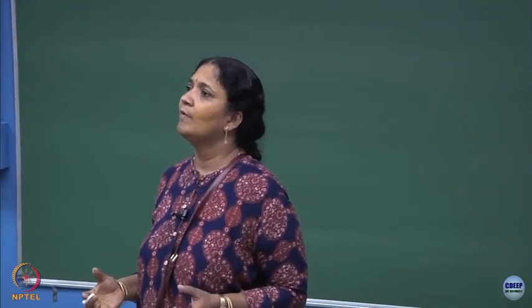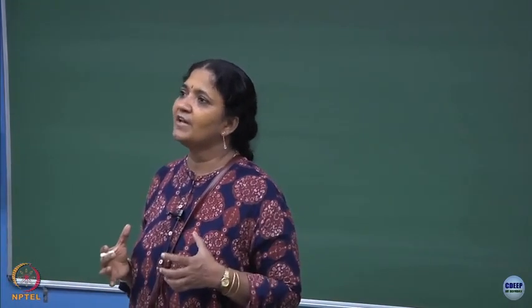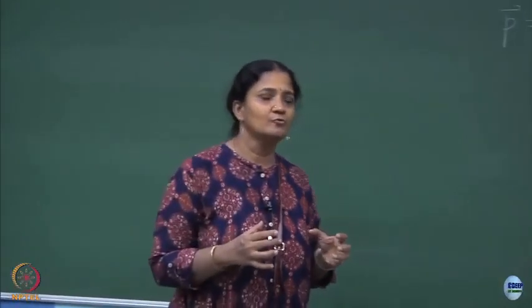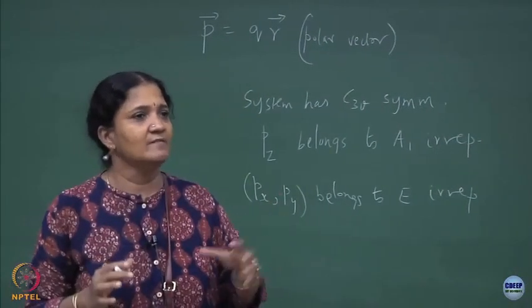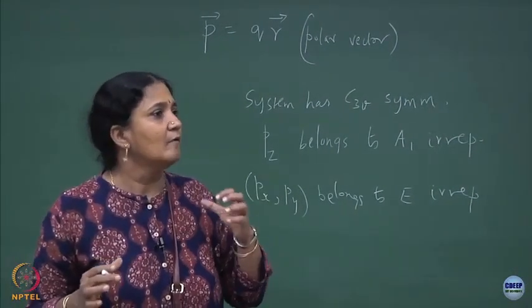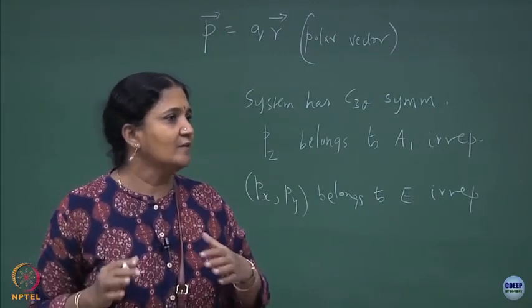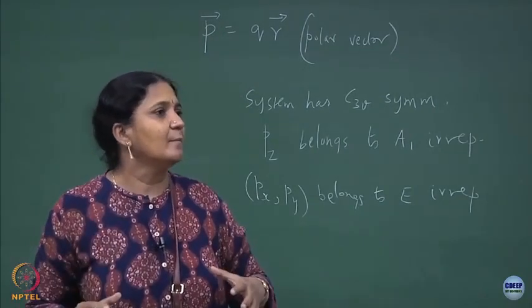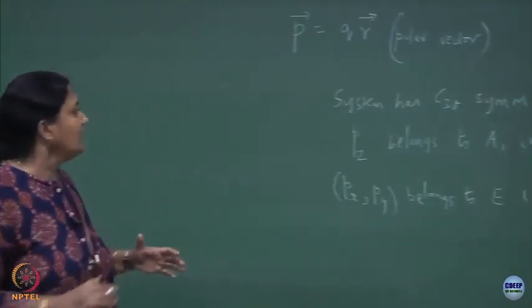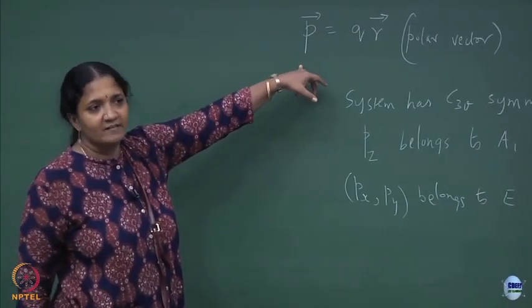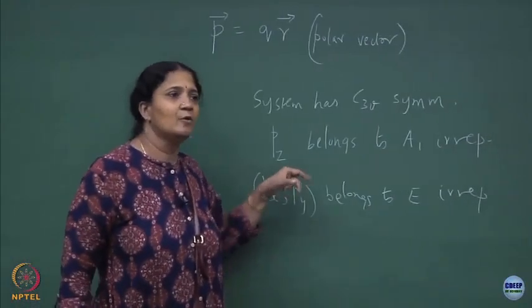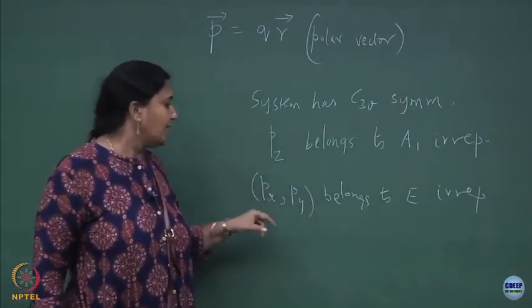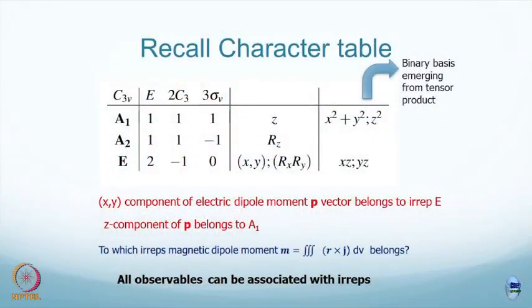So, for every observable, I can start trying to associate whether it belongs to a particular irrep, given a system with some group symmetry. I am going to confine myself to discrete symmetry. So, for example, let me just confine to C3V, let me say that the symmetry of the system is C3V, and one of the observables is your electric dipole moment vector. You can say that the Z component of the observable belongs to the A1 irrep, and Px Py belongs to the E irrep. Okay.